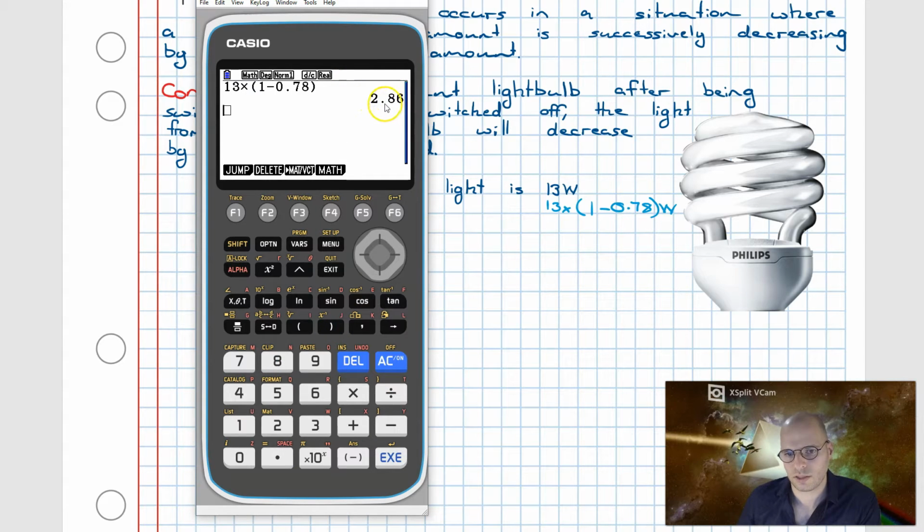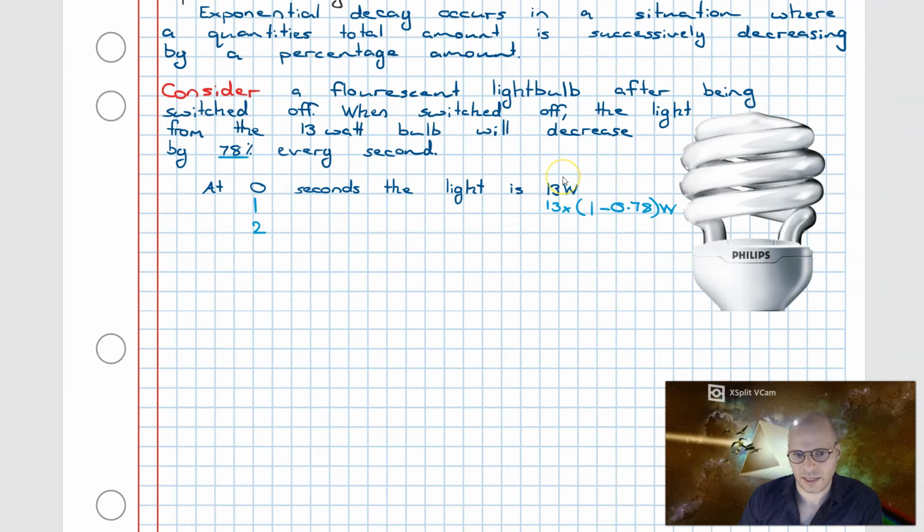So what you'll notice is just before you go to bed, when you switch your lights off, if you have a fluorescent light bulb or something similar, there's always going to be this little afterglow coming from the light. So that's not your eyes, but rather it's light or residual power coming from the light bulb. And it's going to be about 2.86 watts in this case.